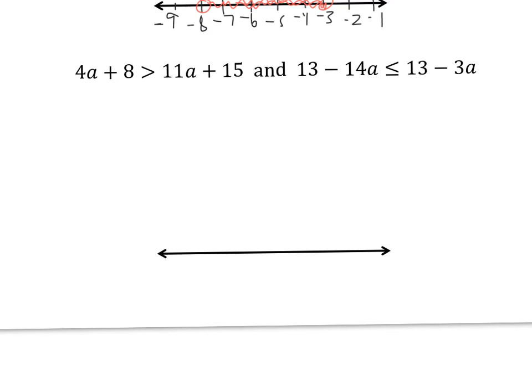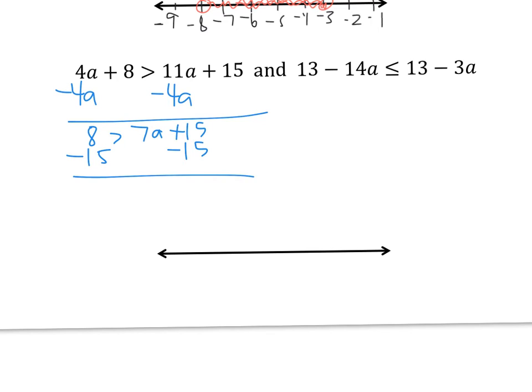Okay, so we see we have an and statement, so let's solve both inequalities. I will first subtract 4a and get 8 is greater than 7a plus 15, and I'll subtract 15. 8 minus 15 is negative 7, which is greater than 7a. Divide by 7, so negative 1 is greater than a. I'm going to flip that around and get a is less than negative 1.